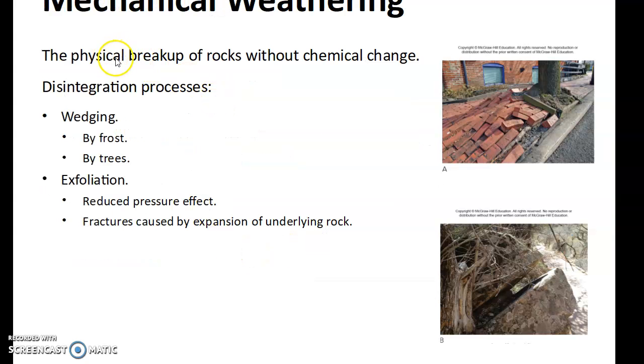Mechanical weathering is a physical breakup without chemical changes. A disintegration process, as we saw before, by frost, or by trees growing in them, as I mentioned earlier. Exfoliation, reduced pressure effects, fractures caused by the expansion of underlying rock. And you can see some different things taking place here.